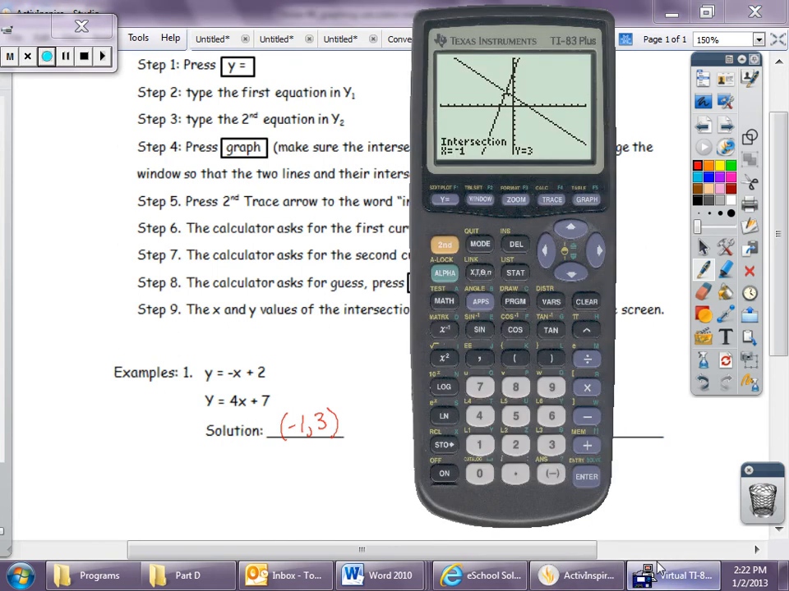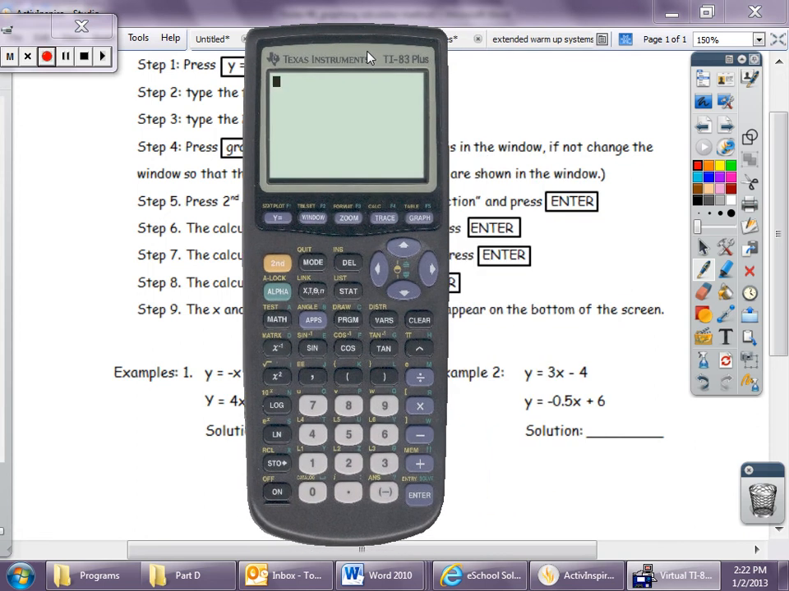So that's the graphing calculator method. Now we can reset our memory. Second plus 712. That resets our memory. And now if we look at example 2 here, we go to y equals 3x minus 4 and negative 0.5x plus 6. I type my two equations in y1 and y2. We go to the graph. So we graph both of them, and we see the two lines.